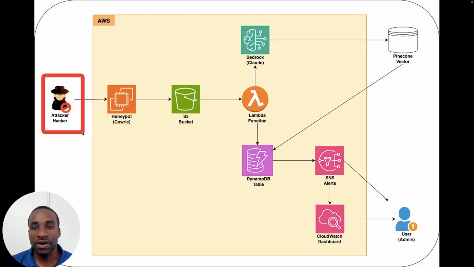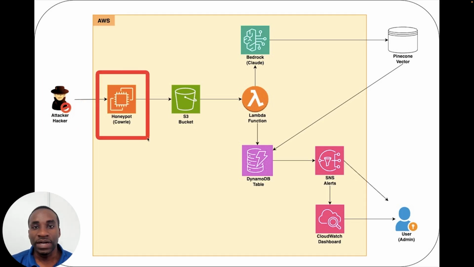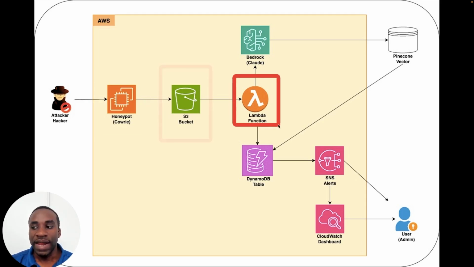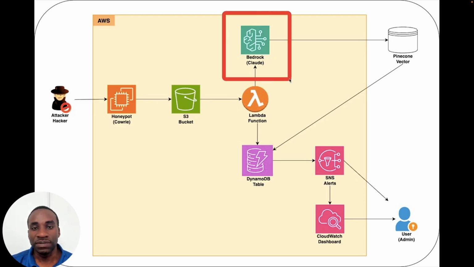So an attacker tries to attack our Cowrie Honeypot. We are going to capture all the SSH attacks, upload these attacks to our S3 bucket. Then our Lambda function is going to be triggered from this S3 bucket. All this payload will be sent to Bedrock to analyze.